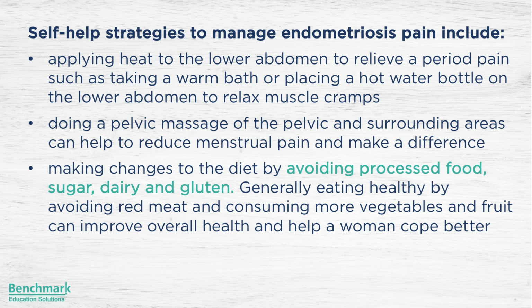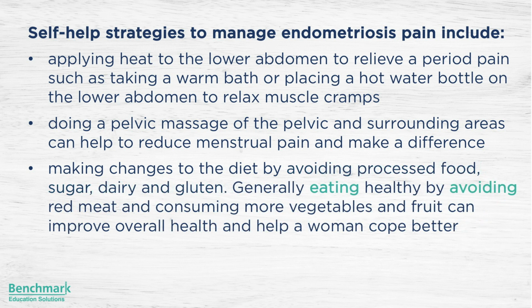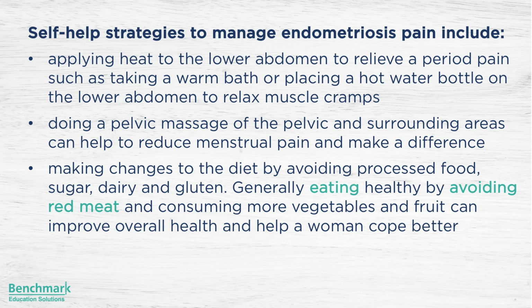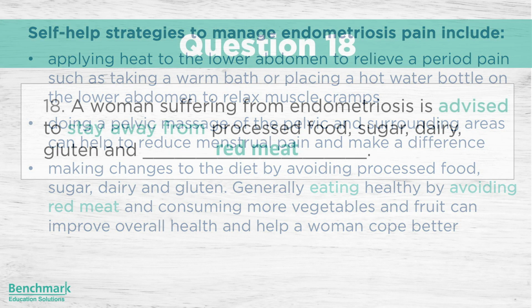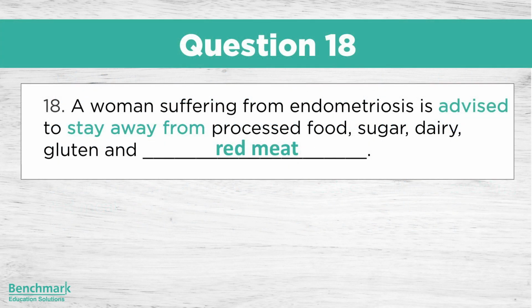Don't panic. Remember our rule to read the parts before and after what you think might be the answer. If you keep reading, you'll see the words eating and avoiding again, and this time it says avoiding red meat. Aha! We discover that red meat is another food item and it can fit into our list. Your answer should be red meat.